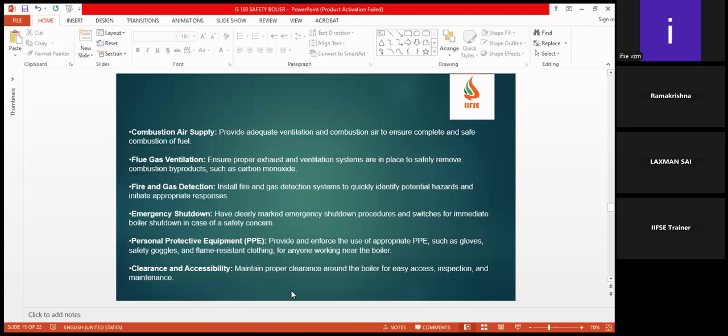The clearance and also accessibility. So maintain proper clearance around the boiler for easy access, inspection, and maintenance. So around the equipment, you should not dump whatever the material or access anything, etc. In and around the boilers, we have to maintain proper clearance and accessibility to reach certain valves or relay valves, etc.